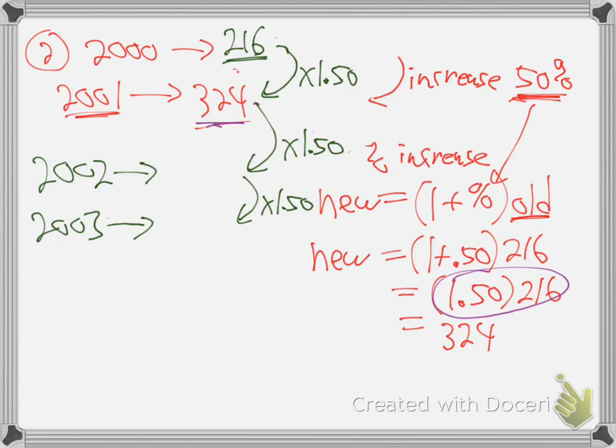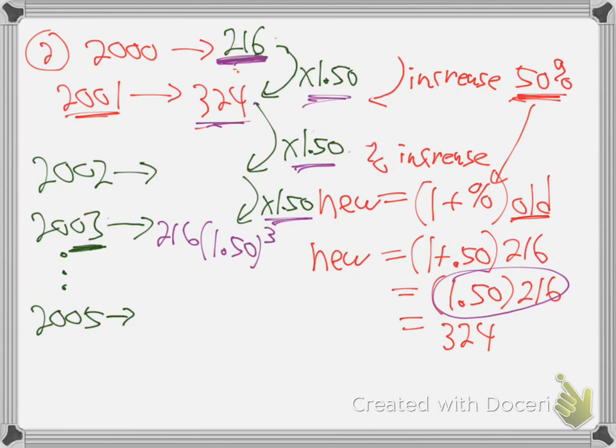It's asking us what the crime would be in 2005? So they want us to go all the way down to 2005. So, for example, how would you get 2003? Let's see if we've got the pattern. For 2003, you've got to start with the 216. That's the start of it all. And multiply by 1.5, 1.5, 1.5. In other words, 1.50 three times.